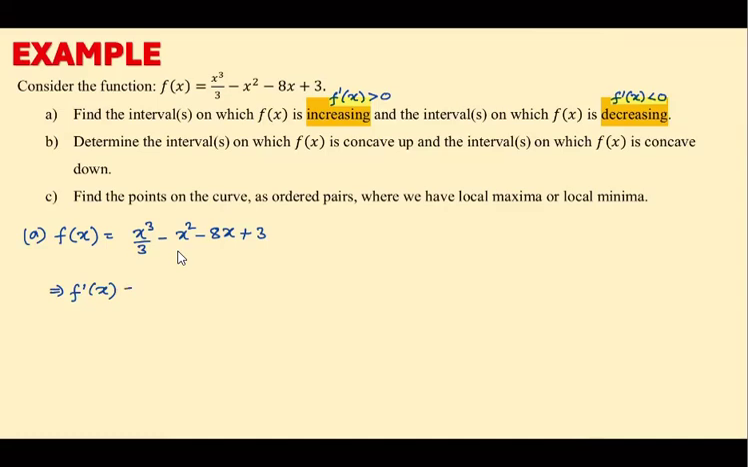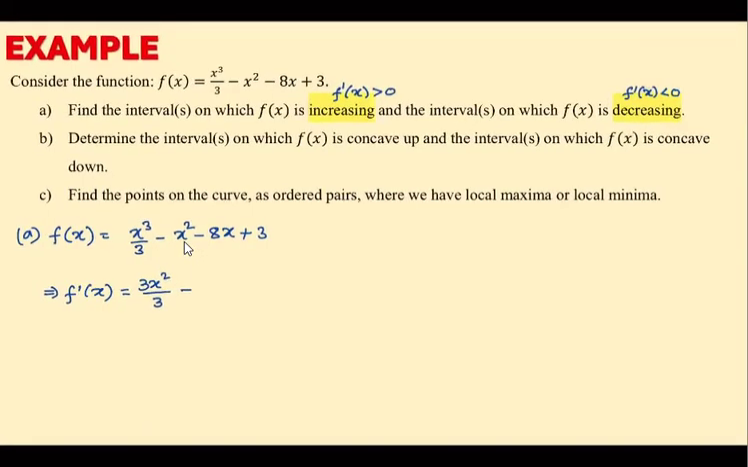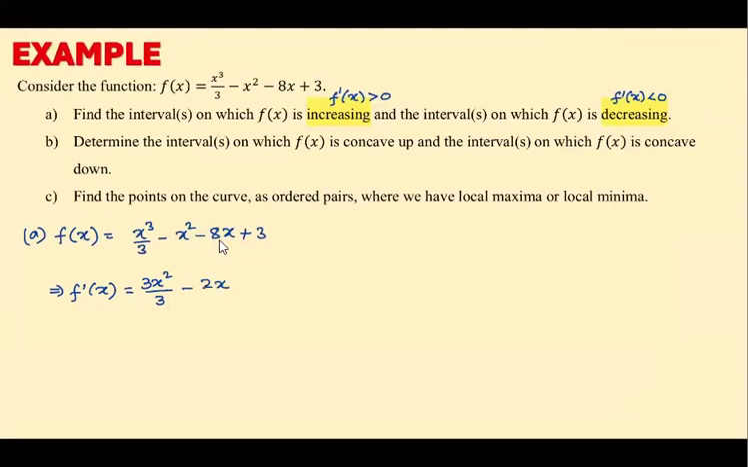f prime x is equal to, the 3 in the denominator, where we have x cubed over 3, is a constant, so we can write it as it is. For the numerator, the derivative of x cubed is 3x squared, and minus the derivative of x squared is 2x. Then the derivative of minus 8x is negative 8, and the derivative of 3 is 0. So we can write f prime x is equal to, 3 and 3 cancel, x squared minus 2x minus 8.